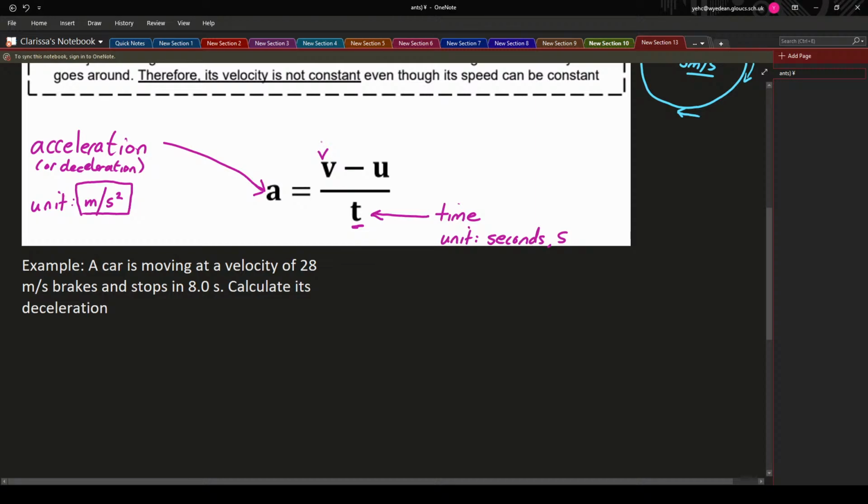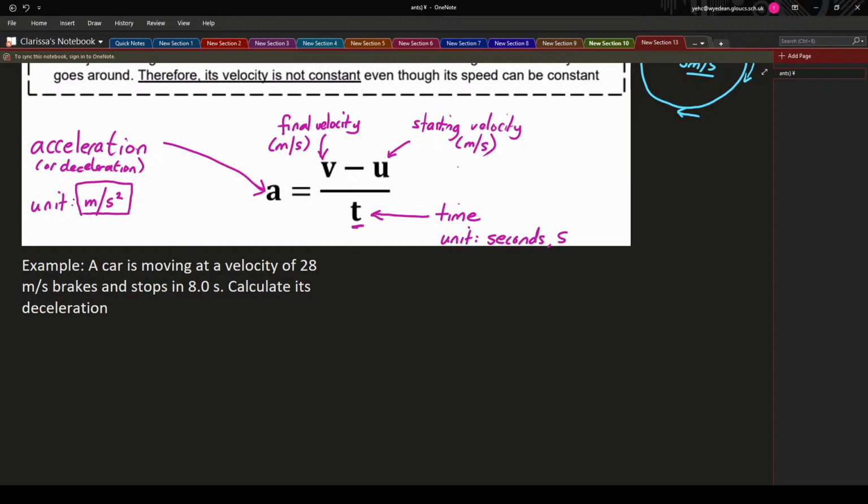So what v stands for is final velocity. So basically, what is the velocity it ended up with? And that is measured in meters per second. And u is the starting velocity. So at the start of this question, what was the velocity of our object at the start? So we have our formula. Acceleration is the change in velocity over time. And to calculate a change in velocity, you take your final velocity and subtract your starting velocity.